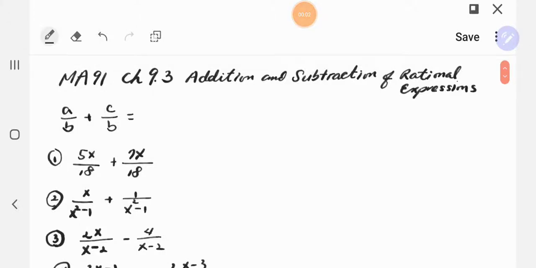Chapter 9.3: Addition and subtraction of rational expressions. This is adding or subtracting fractions. When you add fractions, we always check the denominators.